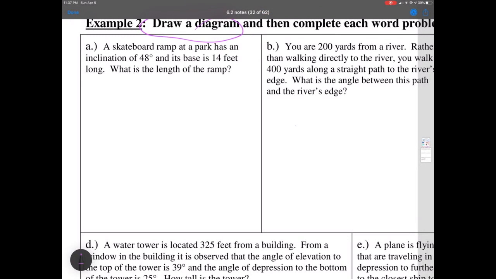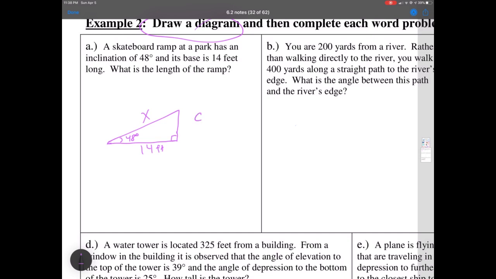Okay, so a skateboard ramp at a park has an inclination of 48 degrees and its base is 14 feet long. What is the length of the ramp? So we have a ramp. We know it forms a right triangle. So the inclination is 48 degrees. The base is 14 feet long. How long is the ramp? So we're looking for the hypotenuse.